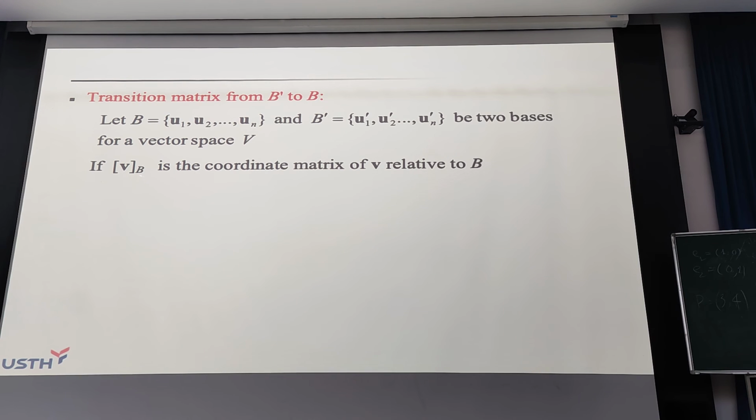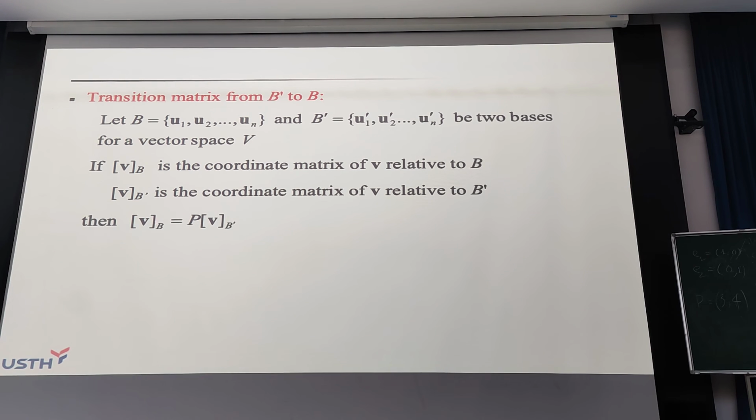Now, if V_B is the coordinate matrix of V relative to B, I mean, we take the column coordinate relative to B, and V_B prime is the coordinate matrix of V relative to B prime, then V_B and V_B prime are related to each other by that formula. Nếu tọa độ của V trong cơ sở B là như thế này, tọa độ của V trong cơ sở B phẩy là như thế này, thì chúng sẽ liên hệ với nhau bởi công thức này.